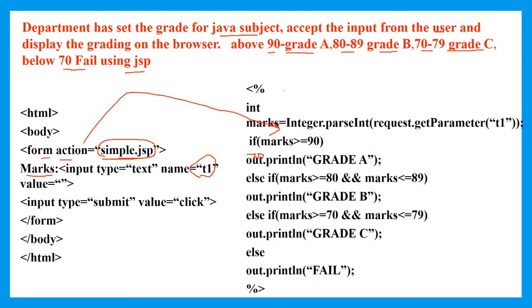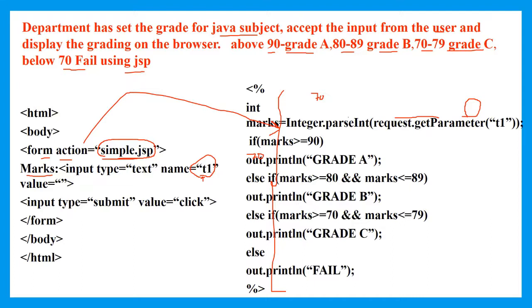Now the JSP code has to read the value which has been passed by the client. For that we will make use of the getParameter method, which reads the input parameter passed by the client, and it takes one argument, that is the name of the field. The name of the field is T1. The value entered by the client is 70, so the variable called marks should contain 70. The getParameter method belongs to the interface called HttpServletRequest.